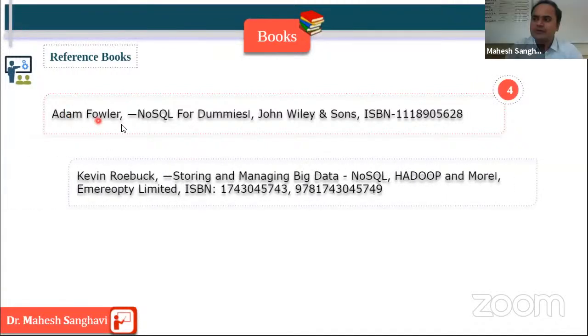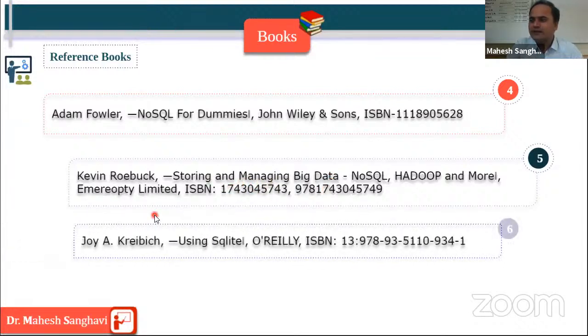Now, this is again the next reference book. Adam Fowler has given a book on NoSQL. Then Kevin Roebuck, Storing and Managing Big Data, that is NoSQL, Hadoop, one of the important platforms. So that is again useful to you. Okay, so this is the 5th book, and the 6th book is by Joy, who is actually taking care of SQLite. Many of you are using mobile app development, right? For mobile app development, you need a backend, a lighter database management system. And that is ultimately SQLite. So those who want to develop mobile apps, this book will be very useful for them. And that is ultimately your 6th reference book.